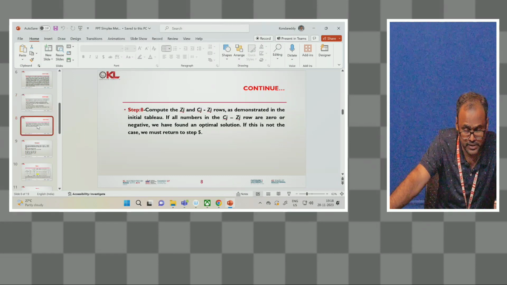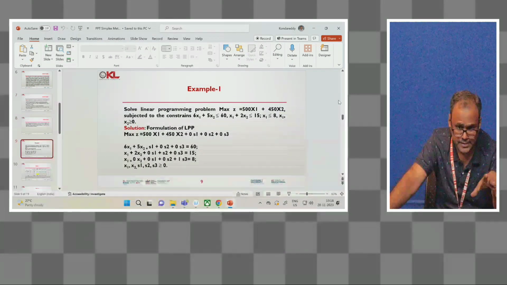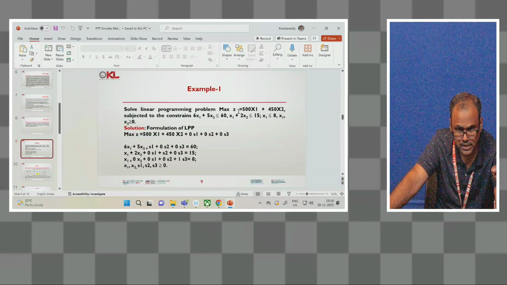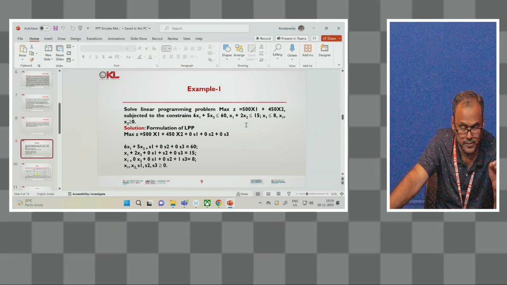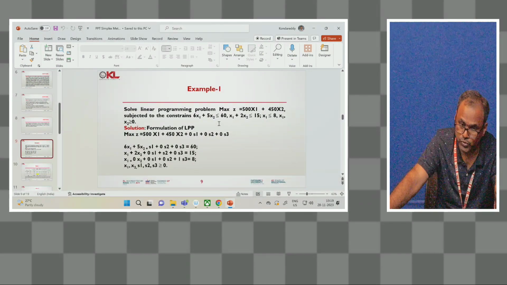This we can understand very easily by the mathematical orientation. So here, this is the problem given to you. How to formulate it we know already. So here also I am limited to 2 variables only, not 3. As I mentioned, the graphical method is limited to 2 variables.